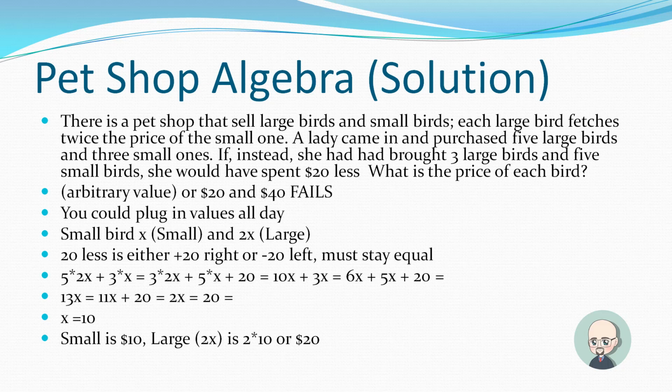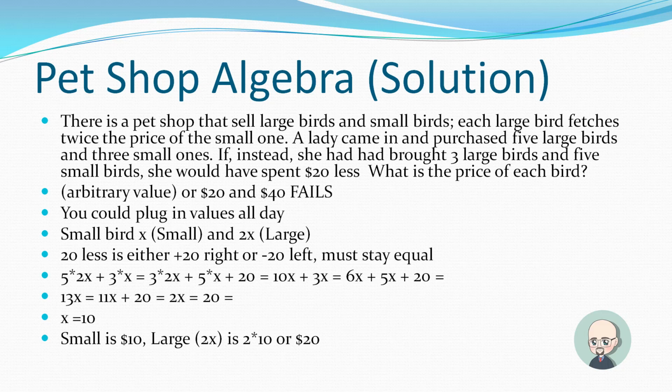So let's designate values. The small bird is going to be x, and the larger bird is 2 times the smaller bird, so that's going to be 2x. 20 less is either plus 20 to the right or minus 20 to the left. You're going to stay equal. So what we're going to do is 5 times 2x plus 3x equals 3 times 2x plus 5x plus 20, which is equal to 10x plus 3x, which is equal to 6x plus 5x plus 20.